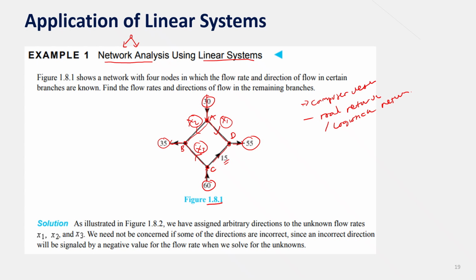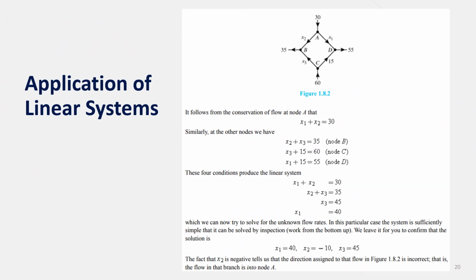This one we can interpret as a network application of linear systems, especially in linear network analysis. So here will be A, and this will be B, C, D, and then this one x1, x2, x3.